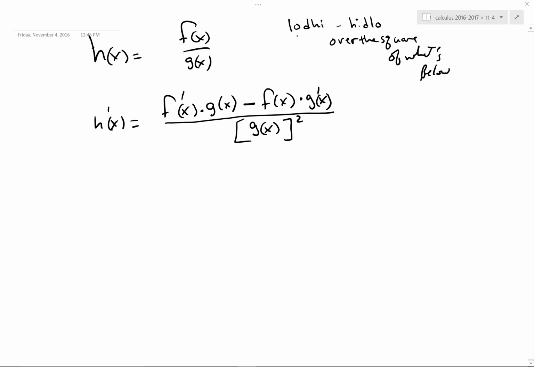What does that mean, Mr. Grimm? Low-de high. It means take the derivative of the high function, which is the top one, times the bottom one, minus the top one times the derivative of the bottom one, all over the square of what's on the bottom. Okay, great. Just memorize the formula. Notice that the top is the same, except with a minus. And then just divide by the bottom squared. Got it?